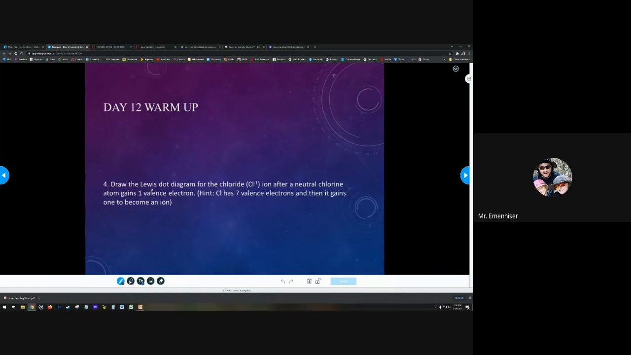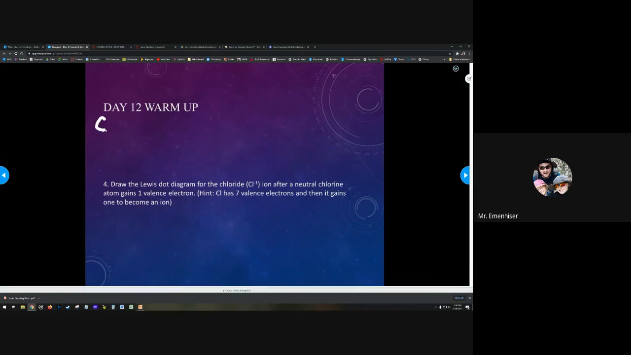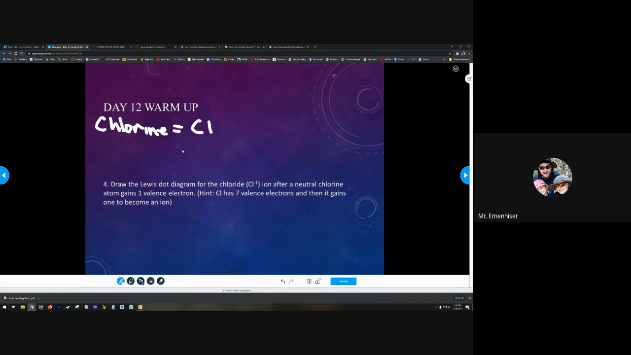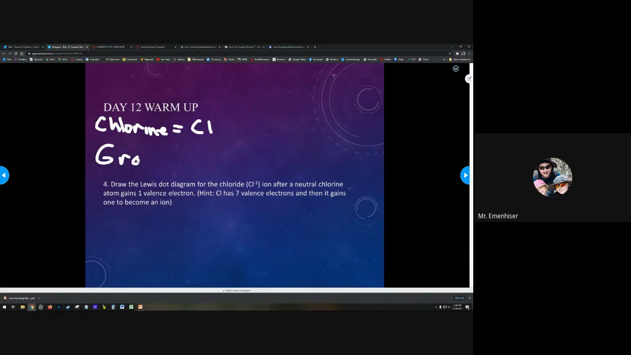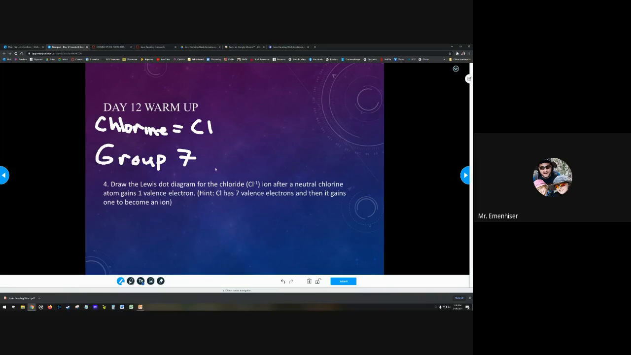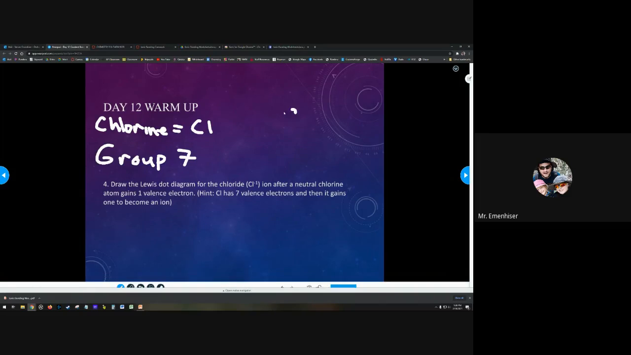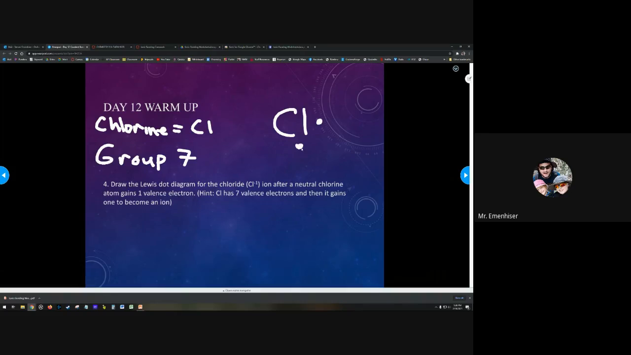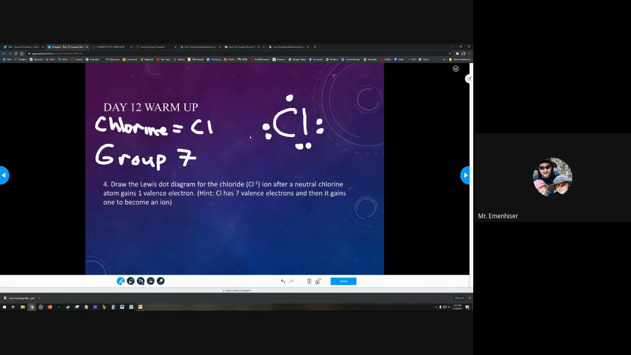All right, number 4, draw the Lewis dot diagram for the chloride ion with a -1 charge. Okay, let's think about this. Chlorine is in group 7, so chlorine has a symbol Cl, and it's in group 7. And again, you guys don't have to draw this here. I just need to draw the final answer at the bottom. So this is chlorine with group 7. So what we're going to do is we're going to start here. That's 1, 2, 3, 4, 5, 6, 7. So there's 7 valence electrons.